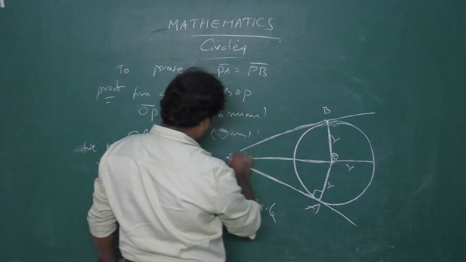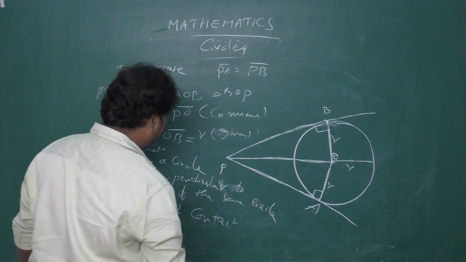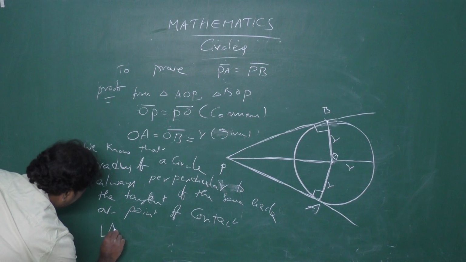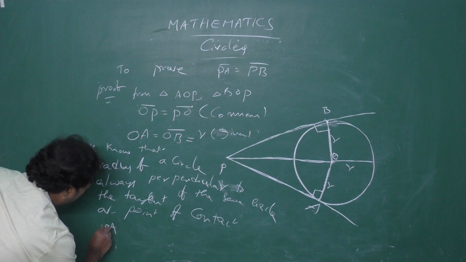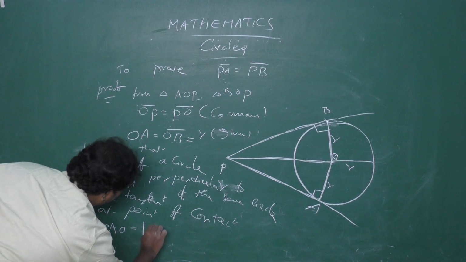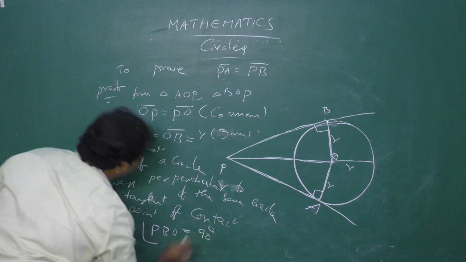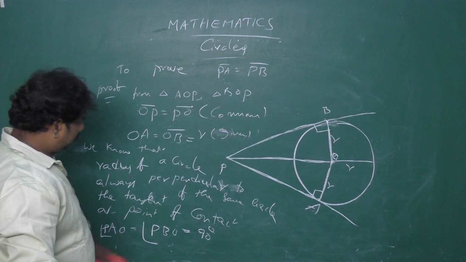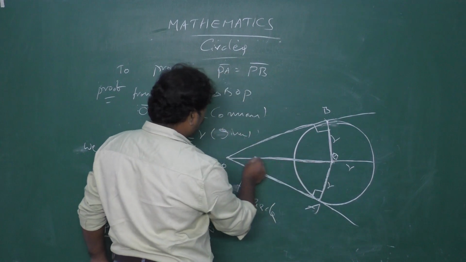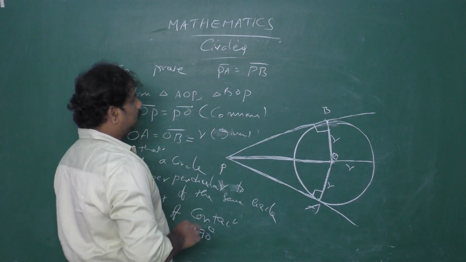That means this radius is perpendicular to this tangent PA at A. This radius is perpendicular to this tangent PB at B. So what can you conclude? Angle PAO is equal to angle PBO is equal to 90 degrees. It is a right angle, so it is a hypotenuse.